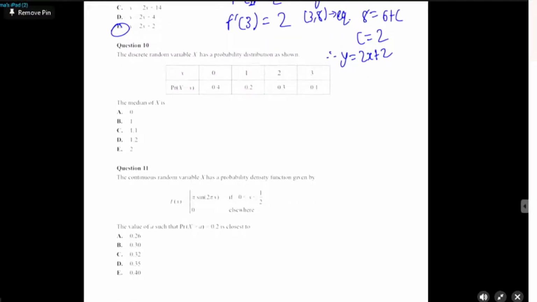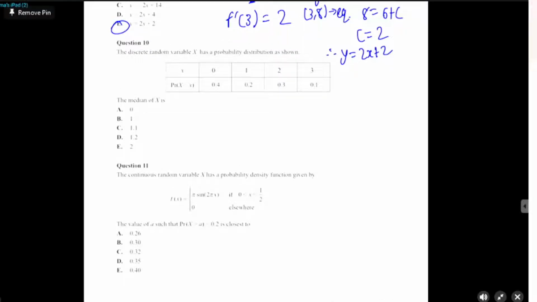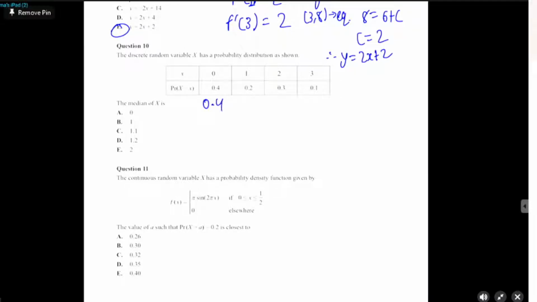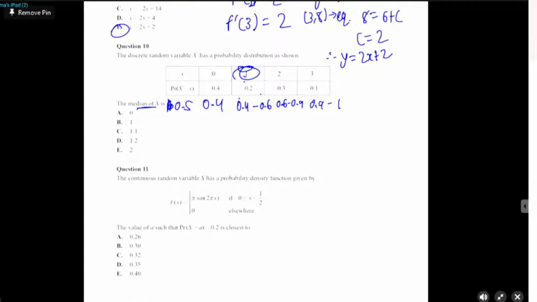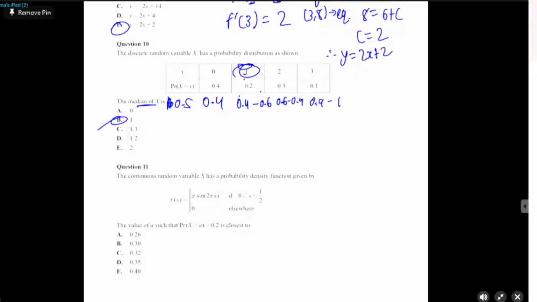Now, this one, what you need to understand is that when x is between 0 and 1, the possible values is 0.4. When x is between here, it's actually 0.4 to 0.6. And then here, it would be 0.6 to 0.9. And then here would be 0.9 to 1. And so because of that, the median of x is when probability x equals x is 0.5. And 0.5 only lies between 1. And because it's discrete, there's no connections. So that's why B is the answer and not any of these decimal point values.